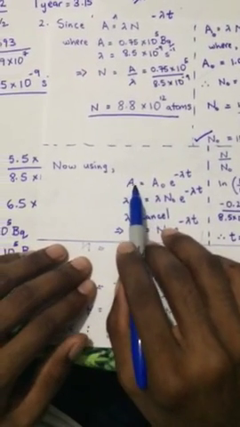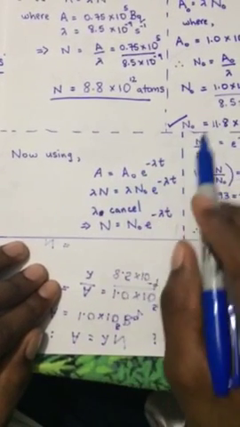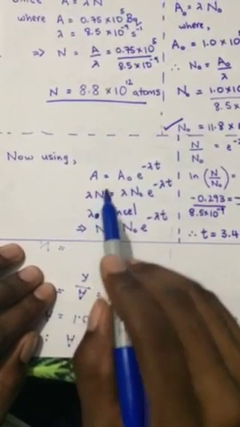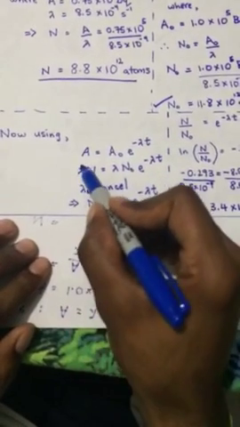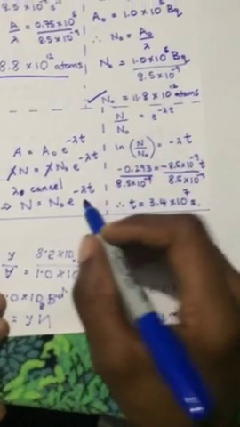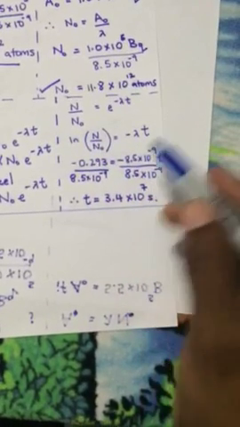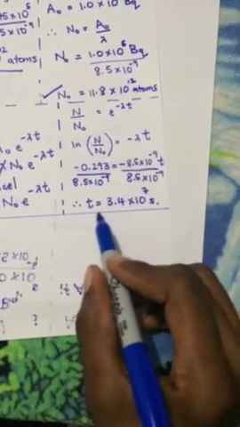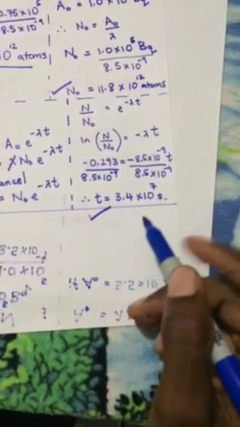Just a little relation that I would like you to see is that since A is equal to A naught e to the minus lambda t, and A is equal to lambda N, if you substitute lambda N for A, and lambda N naught for A naught, the lambdas would cancel, giving us N equal to N naught e to the minus lambda t. Again, with those values that you found for N and N naught, applying natural logs and going through the process similarly, you should get t being equal to the same time in seconds, 3.4 times 10 to the 7 seconds.